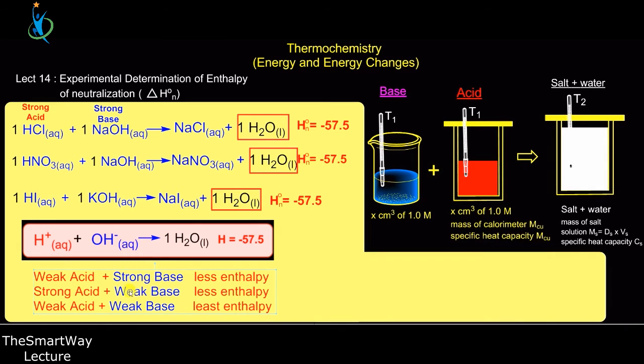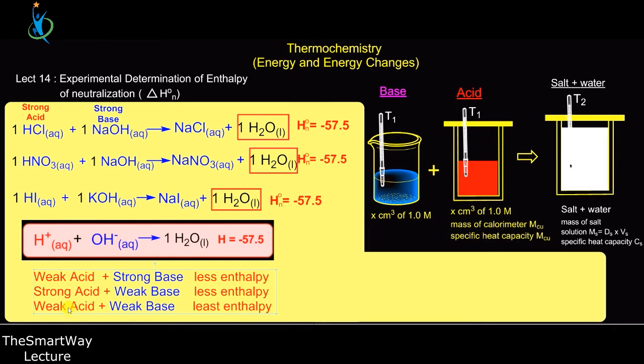Again, this also happens for a weak base reacting with a strong acid. Weak bases do not break down completely, and so there is an amount of energy absorbed into the reaction to further cause the remaining base to break down. This limits or reduces the total amount of energy that is supposed to be liberated to the surrounding.